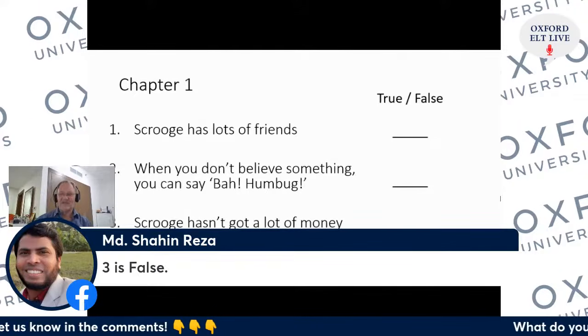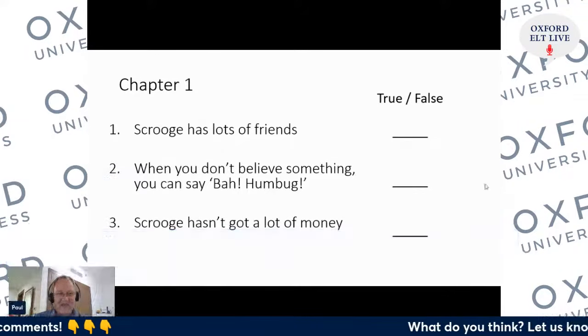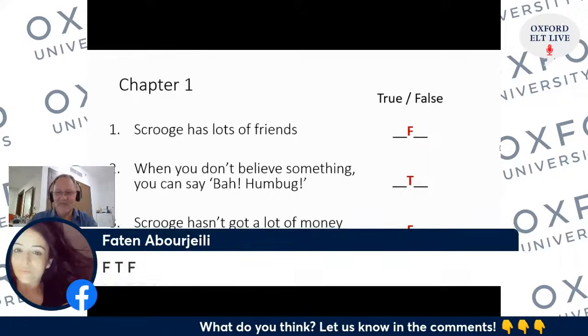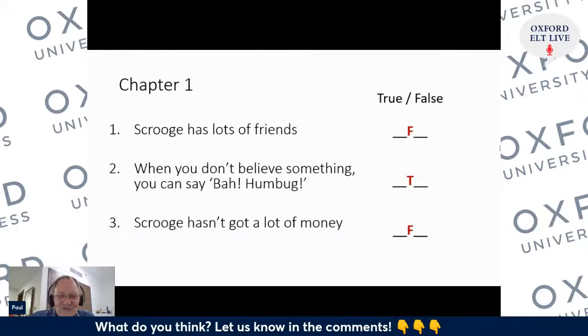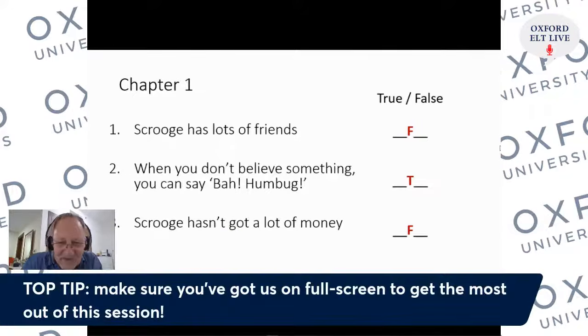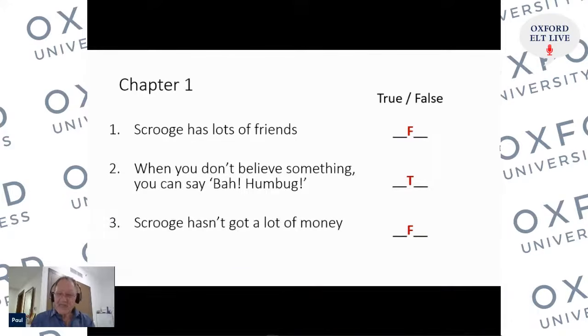So there we have it. Thank you, Fatin. False, true, and false. Let's see. Yes, correct. Well done, everybody. False, true, and false. Scrooge doesn't have a lot of friends, but he has a lot of money. He says at Christmas, I don't have a lot of money, but he does. And he likes to say, bah, humbug.